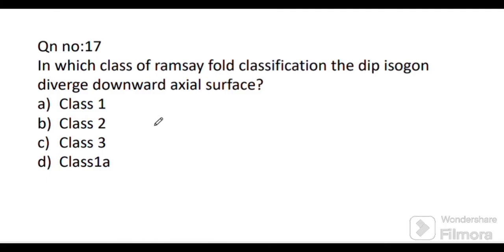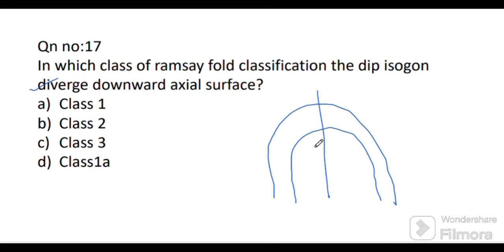In which class of Ramsay fold classification does the dip isogon diverge downward along the axial surface? Okay, we know that in class 3 classification, the dip isogon diverges downward through the axial surface. Okay, let's look through the figure. That is, in class 3 classification, the dip isogon is diverging towards the axial surface. Therefore, our answer is option C, class 3.